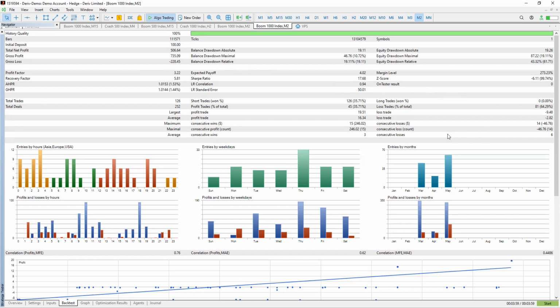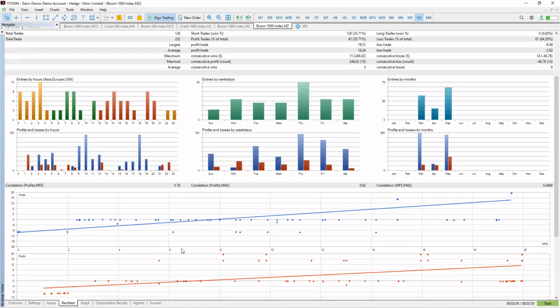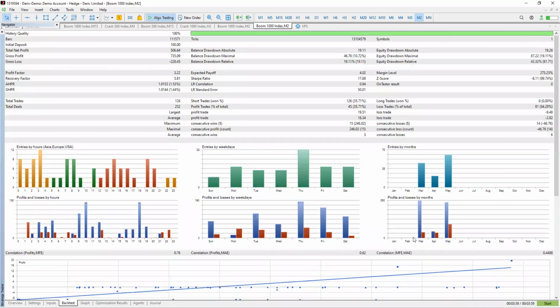You can see the consecutive losses it would have made: 14, with the highest of those losses being 46. The consecutive wins it would have made is 15, and the total profit here is $246. For those who do statistics, you know what I'm talking about: the correlation. You can see this is a very good positive correlation, 0.94, which is really good.